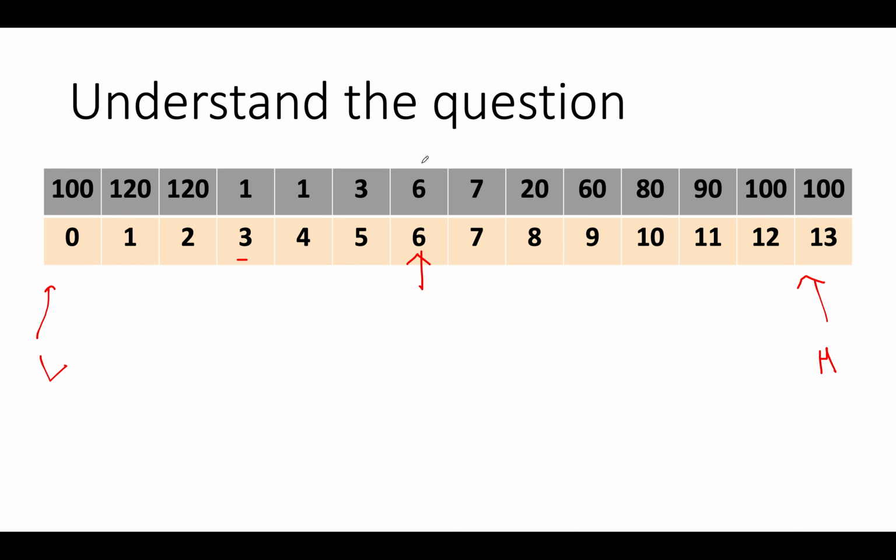Now, can we make any decision in the current state? What element do we have at index 6? We have 6. What element do we have at the high pointer? We have 100. What element do we have at the low pointer? We again have 100.